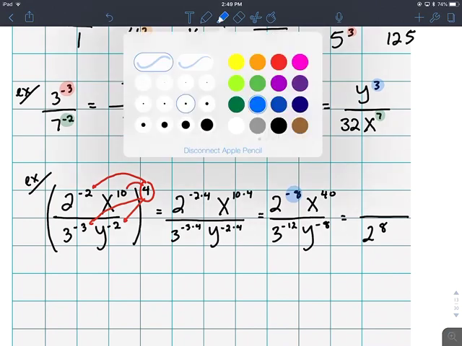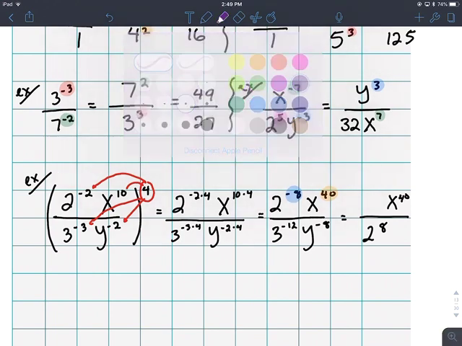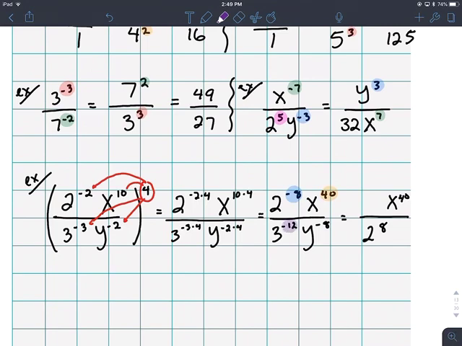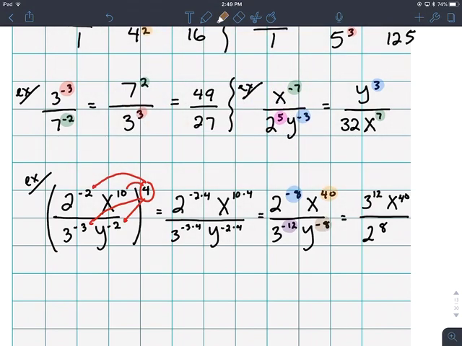x to the 40 power is positive, so it stays in the numerator, stays up there, x to the 40 power. Next one to analyze is 3 to the negative 12 power. Notice it's in the denominator, so we have to bring it back up. So this is 3 to the positive 12 power. And then the last one with a power is that base y. It's negative 8 and it's in the denominator, so we're going to bring it back up. So this is y to the positive 8.